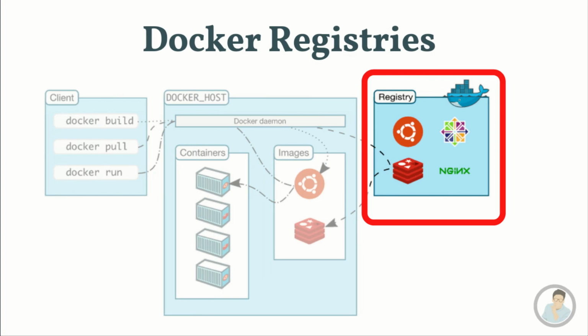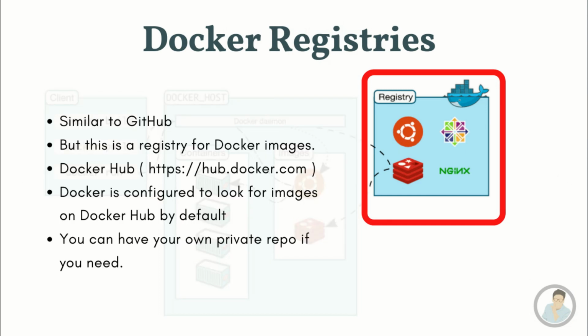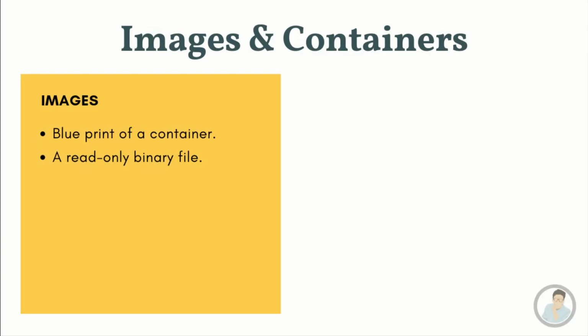Docker registries. I believe that you all have heard of GitHub. GitHub is a repository for your application code. Similarly, Docker registries are the repositories for your Docker images. Docker Hub is the well-known official repository for Docker images. And also, if you wish to have your own repositories, that also can be done. Docker objects, images and containers. This is very important to understand. When you develop an application, you will work with these very frequently.